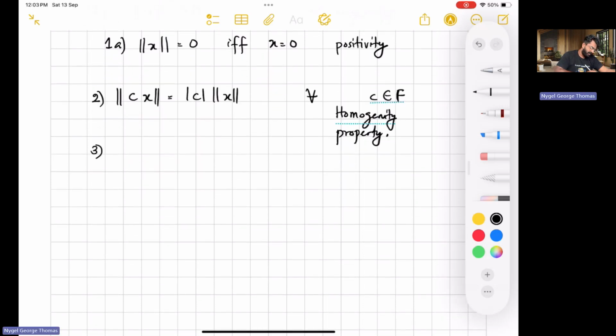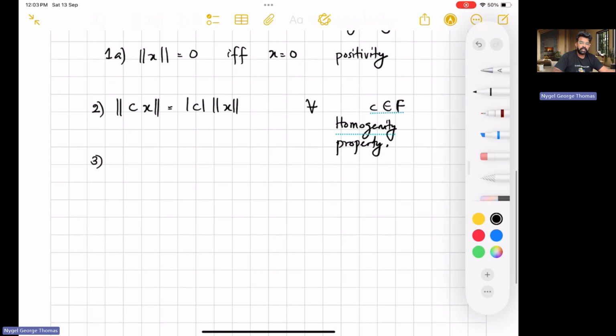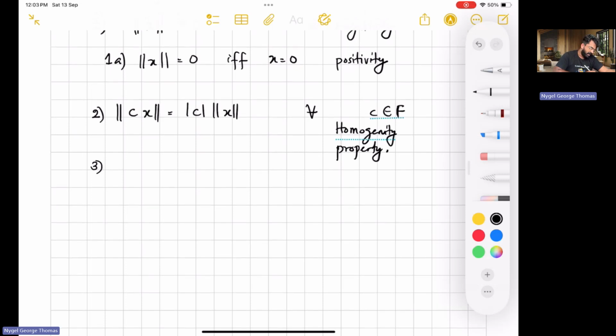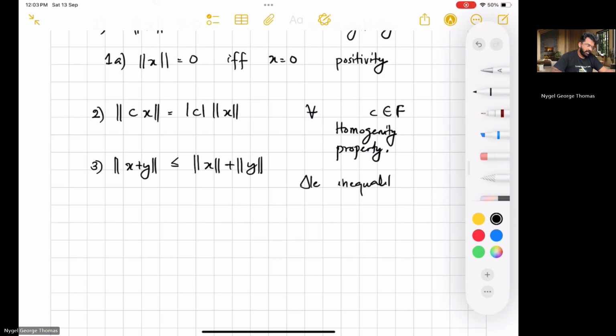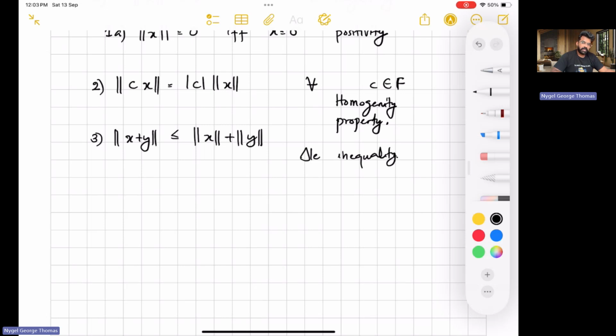And the third property is a bit more involved than the earlier ones, which were easier to show. It is called the triangle inequality. So you have two vectors x and y, which belong to the vector space V. If we have a norm defined on the vector space, then it has to satisfy that the norm of x plus y is less than or equal to the norm of x plus the norm of y. The sum of the individual norms is always greater than or equal to the norm of the sum. This is known as the triangle inequality. If a function satisfies all these properties, then it's called a norm.